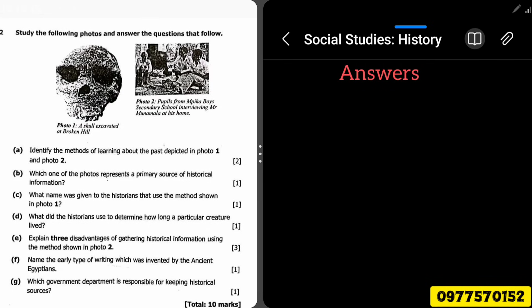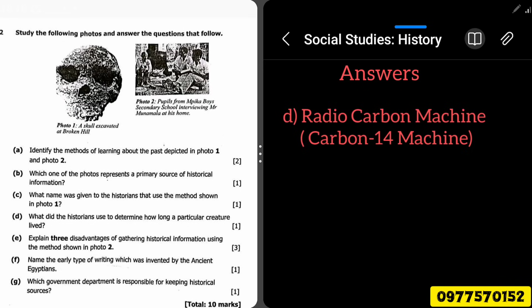Which one of the photos represents a primary source of historical information? Photo 1. What was given to the historian that used the method shown in photo 1? Archaeologist. A person who studies archaeology is an archaeologist. What did the historian use to determine how long a particular creature lived? The radiocarbon dating 14 machine.